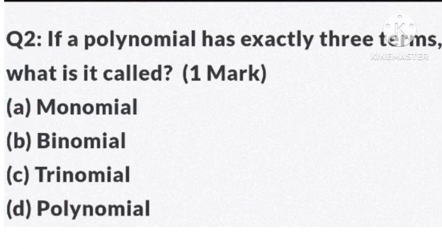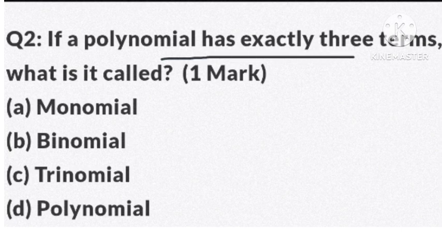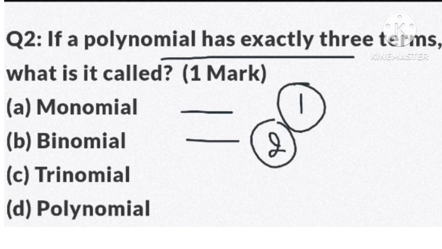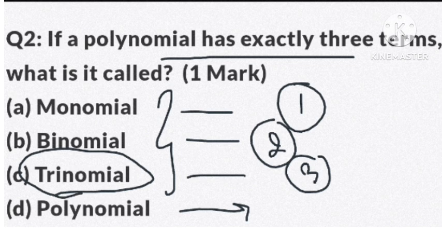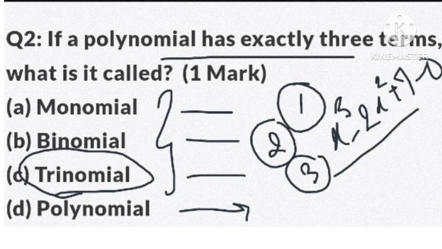Second question is, if a polynomial has exactly 3 terms, what is it called? So the monomial has 1 term, binomial has 2 terms, and trinomial has 3 terms. Polynomial contains all of this, so the answer is trinomial. Option C is the answer, trinomial, because it contains 3 terms like x cube minus 2x square plus or minus 7, which is known as a trinomial. So option C is the answer.